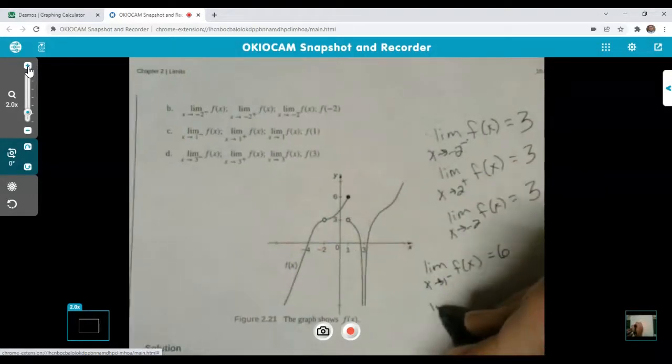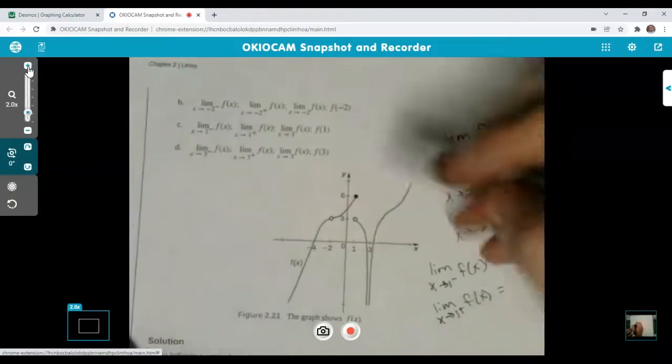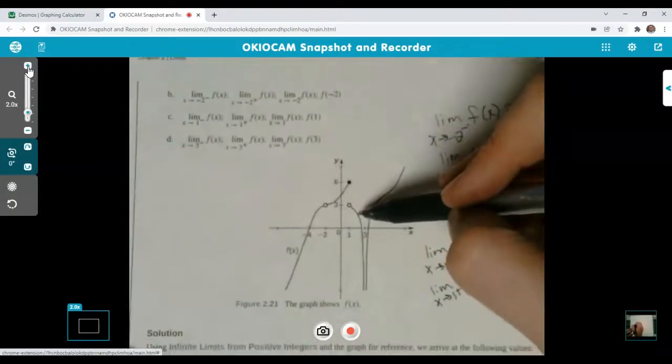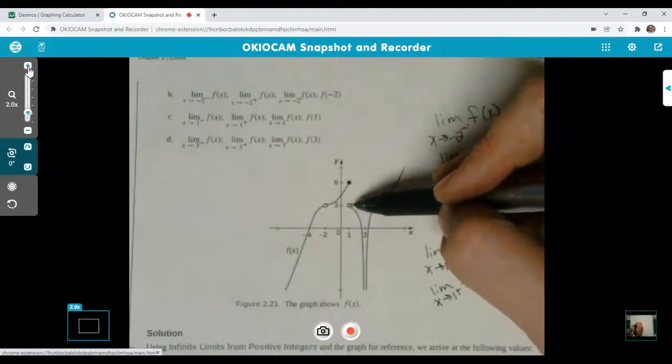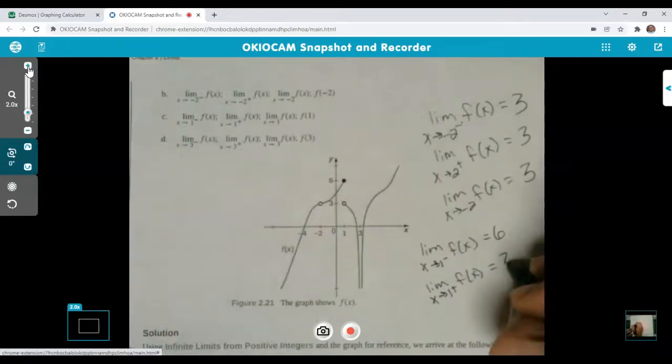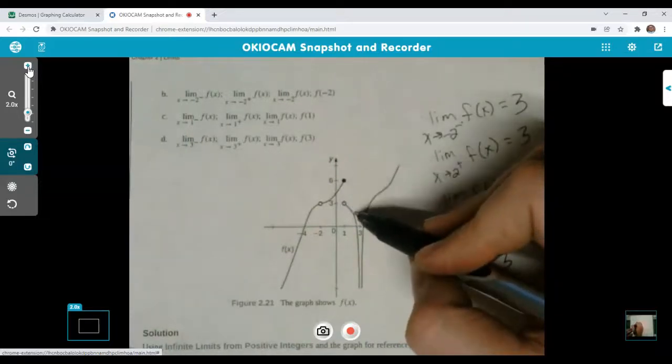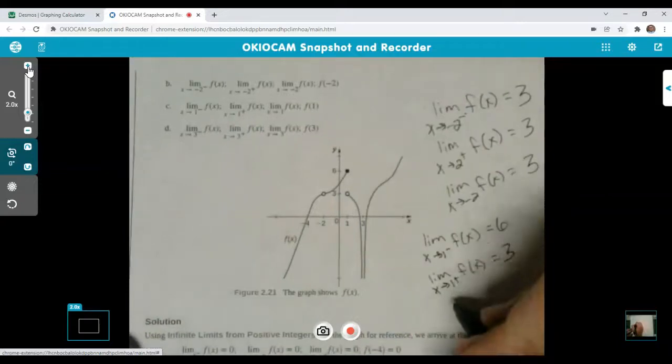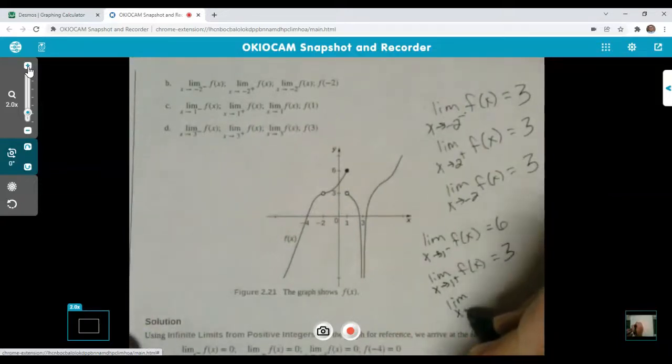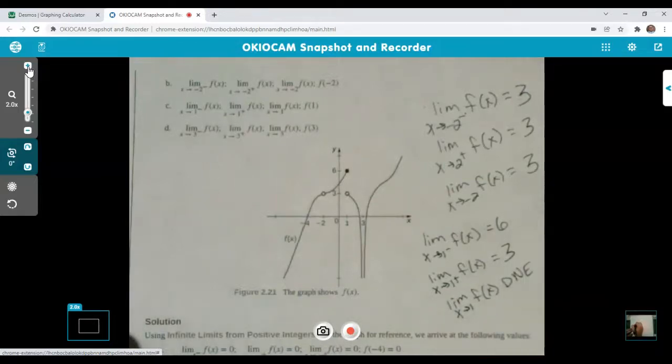But from the right side, limit as x approaches 1 from the right, again, 1 is right here. From the right-hand side, it's right here getting really close to 1. So my y on this point is 3. So from the left side, I'm getting close to 6. From the right side, I'm getting close to 3. So that means the limit as x approaches 1 does not exist, because they're not the same. And so there's no one point I get close to.